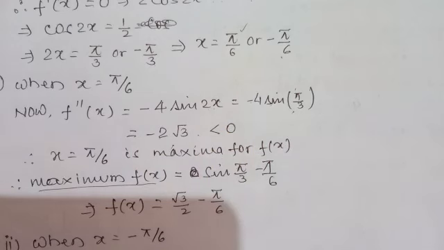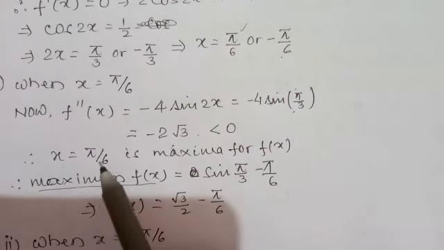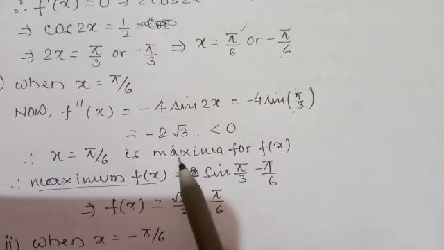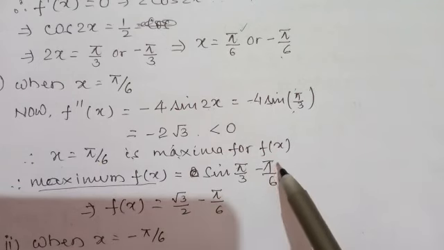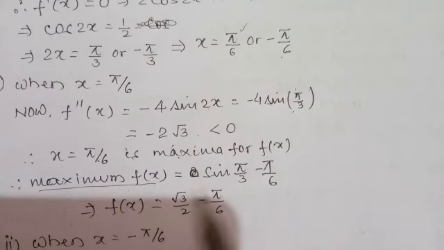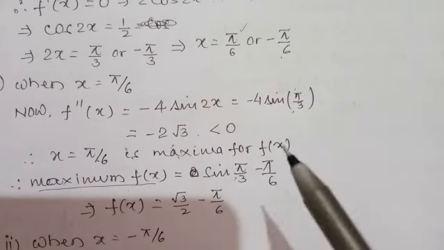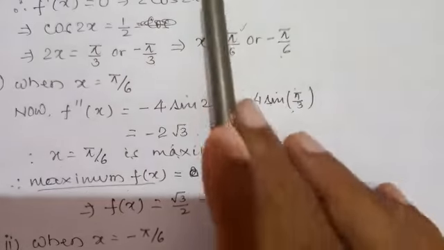So when f double dash x is less than 0, it will give a maximum value. Hence we can say x equal to pi by 6 is a maximum for f(x), and the maximum value of f(x) is sin pi by 3 minus pi by 6, as in the question. Put x equal to pi by 6.